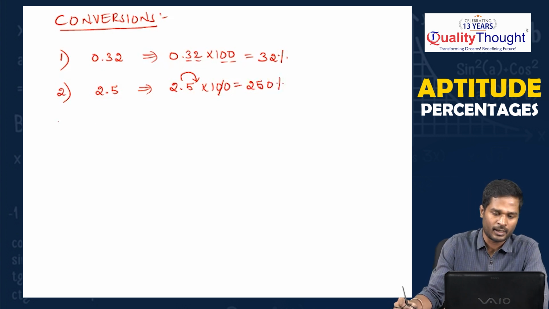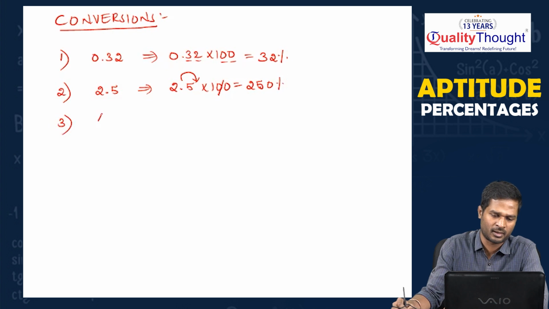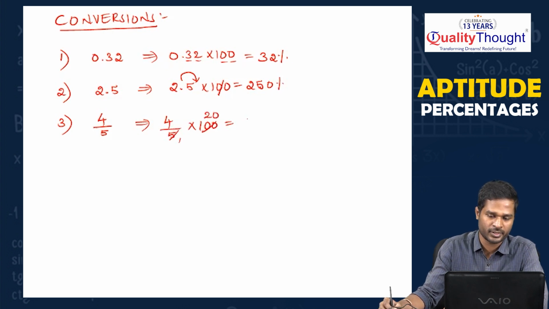Now if we write a fraction, for example, I have 4 by 5, this is my fraction. How will we convert this fraction into percentage? It is 4 by 5 into 100. 5 twenties are 100, so 4 into 20, that is equal to 80%.